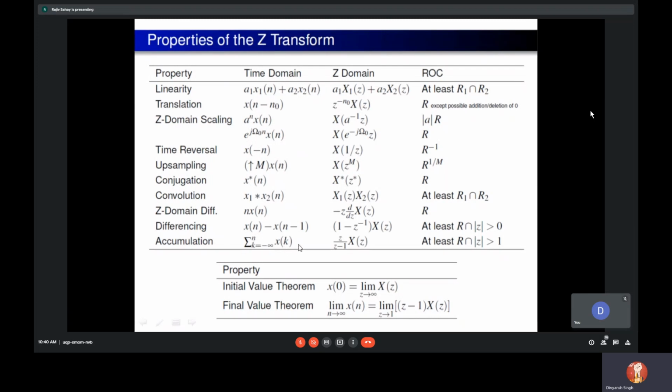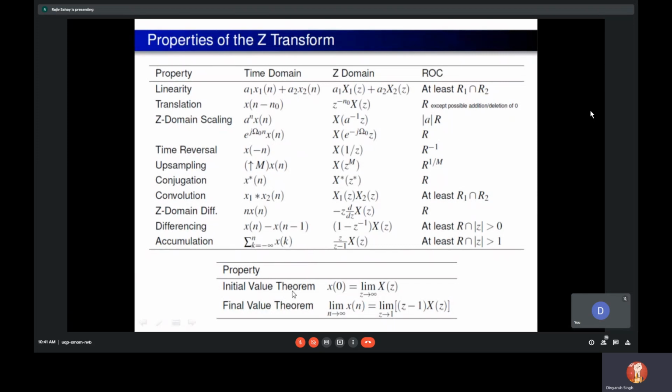And this you can derive by considering that this is a convolution of u of n with x of n. I'll come to that. If it is the convolution of u of n with x of n, then in the z domain it is a product of the z transform of u of n into the z transform X of z. So that is a trick here. You can imagine this accumulation as the convolution of u of n with x of n.